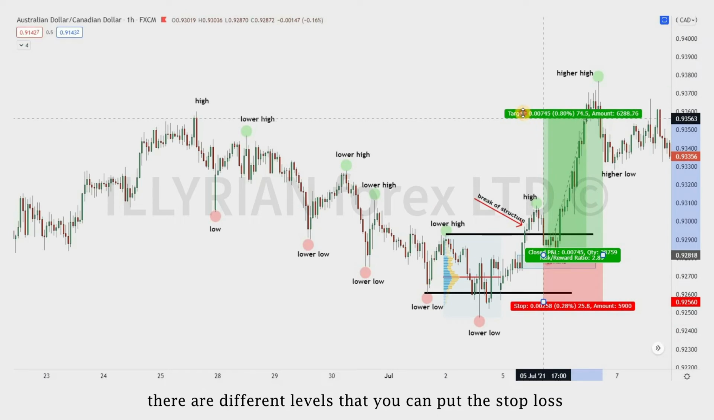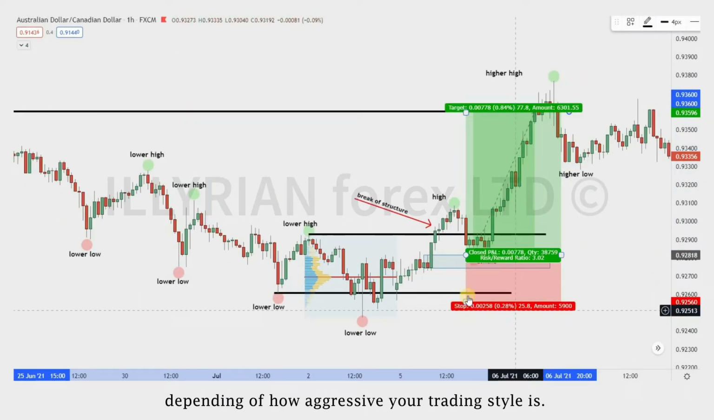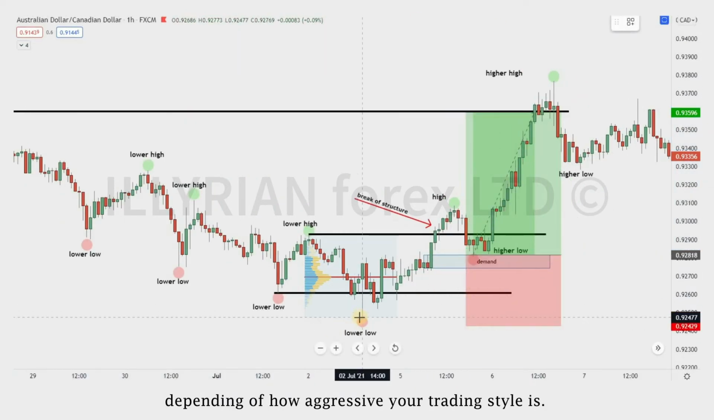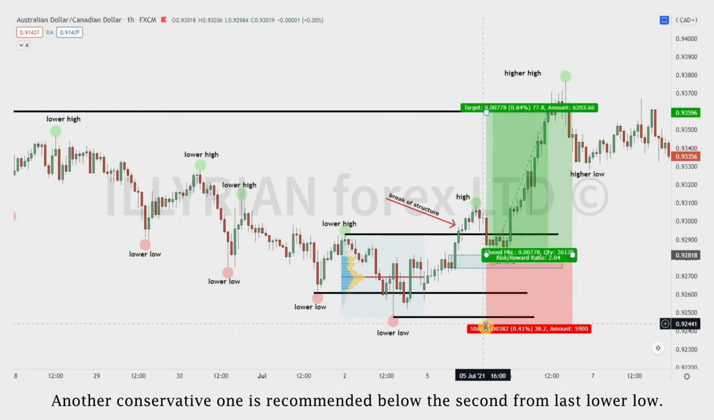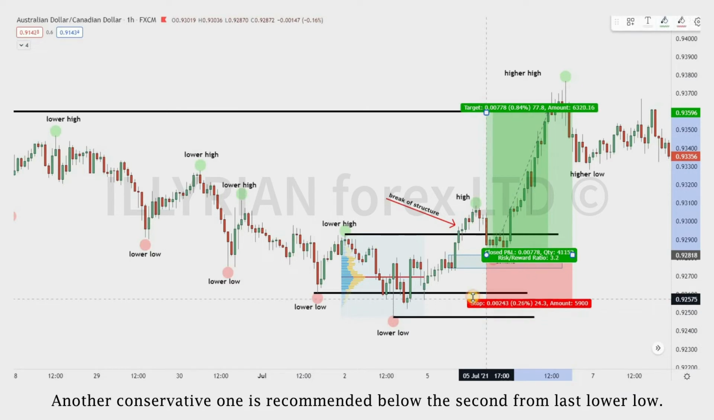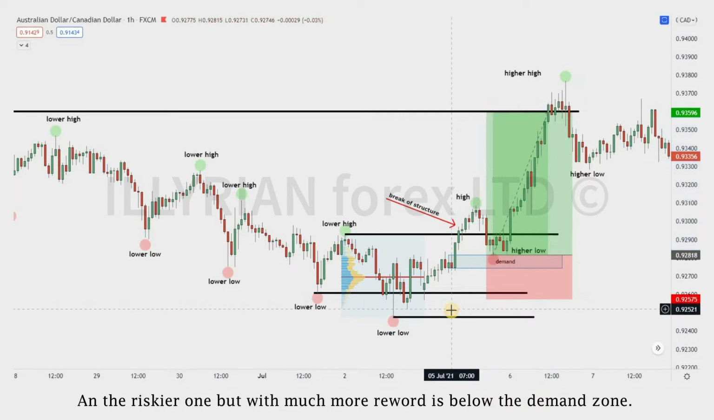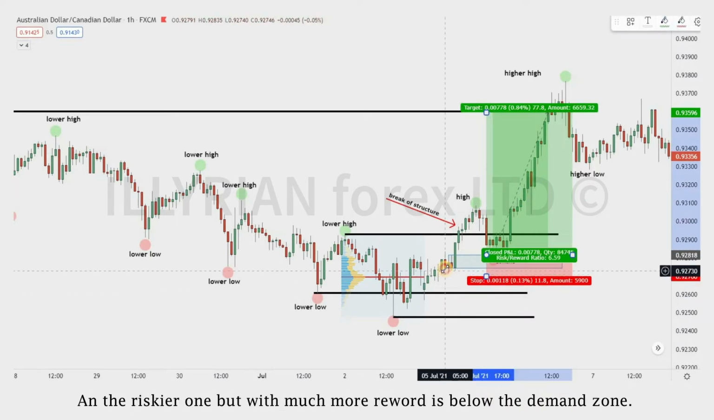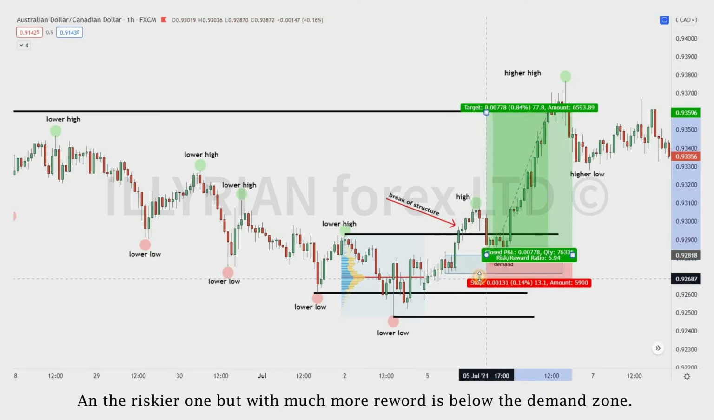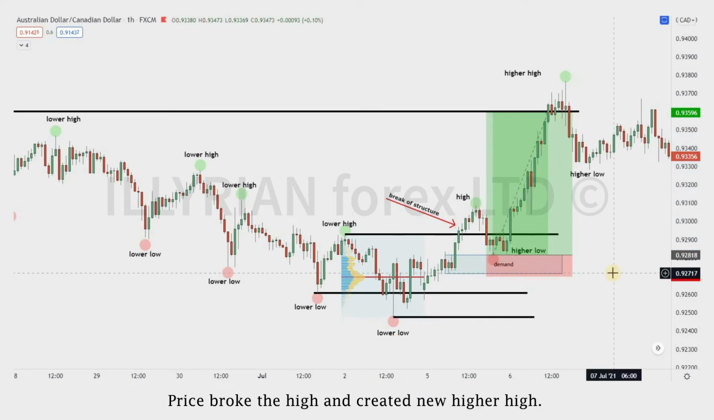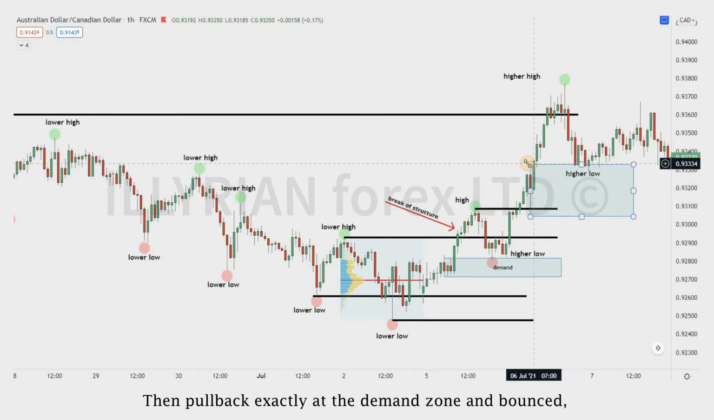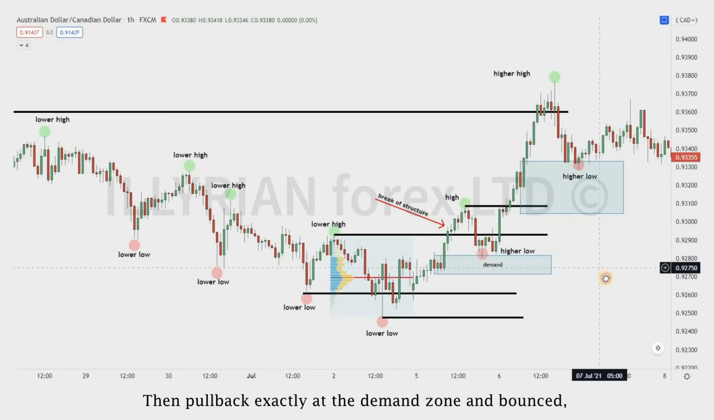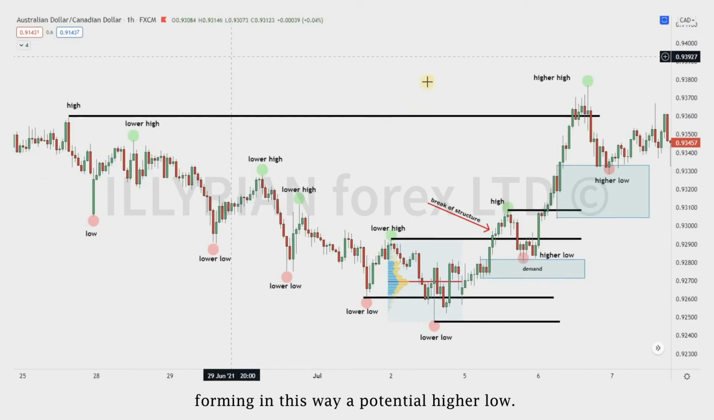There are different levels where you can put the stop loss, depending on how aggressive your trading style is. A conservative stop is recommended below the lower low. Another conservative one is recommended below the second from last lower low. And the riskier one, but with much more reward, is below the demand zone. Price broke the high and created a new higher high, then pulled back exactly at the demand zone and bounced, forming in this way a potential higher low.